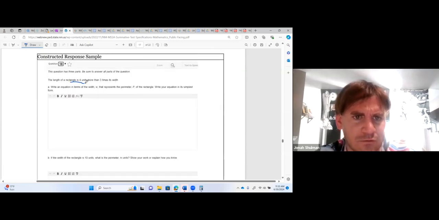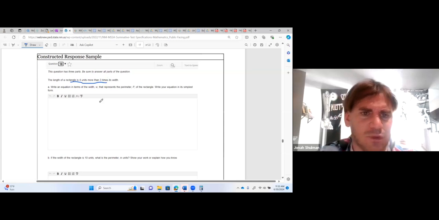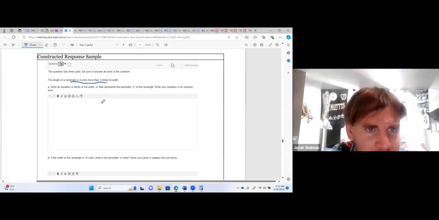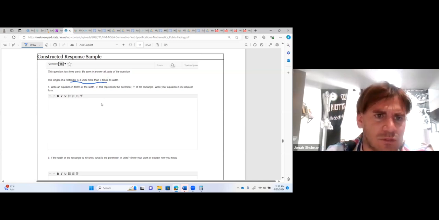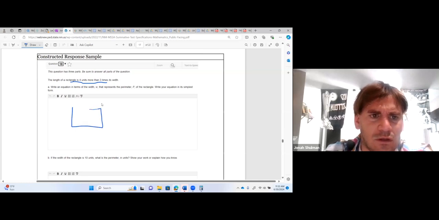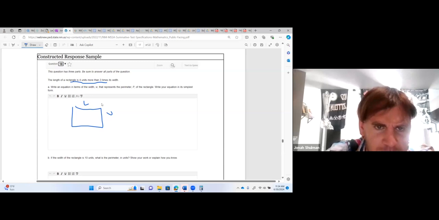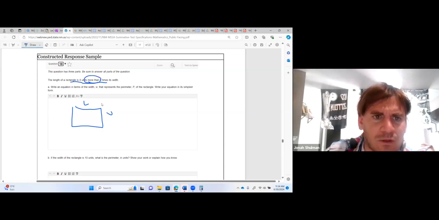Length of a rectangle, 4 units, 3 times its width. Oh, this one's hard. I might as well do this one, so the pizza one. So we have a rectangle. The length of the rectangle is 4 units more than 3 times its width. So more than means after the fact. So the one we don't know about is width, so that's X. The length is 4 units more than 3 times width, so that's 3X plus 4.